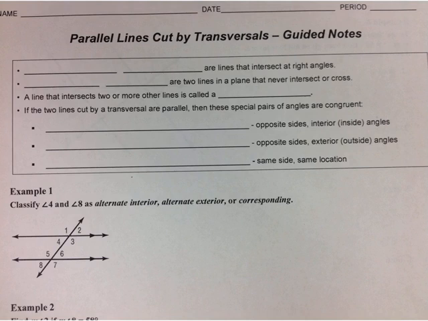Alright guys, so today's lesson is going to be on parallel lines cut by transversals. So for our guided note sheet, let's go ahead and start with some vocabulary. So the first one, it says perpendicular lines are lines that intersect at right angles. So our vocabulary for the first one is perpendicular lines.